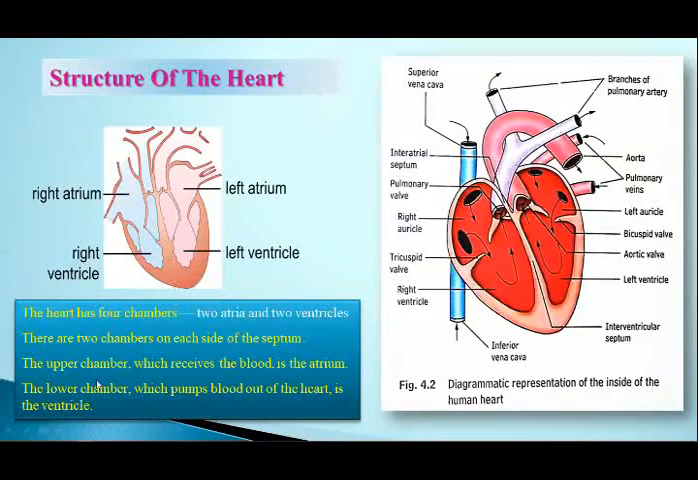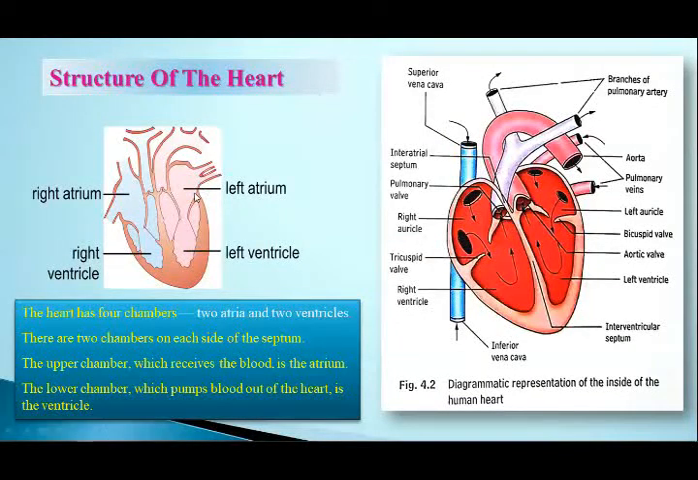Okay, and the upper chambers, they are only receiving blood. They do not pump out or eject out the blood, or they are never distributing the blood. And the lower chambers are responsible for distributing the blood by pumping out the blood. So who is actually doing the pumping action? It is the ventricles. And who is receiving the blood? It is basically the auricles. In fact, the atriums are also called auricles.